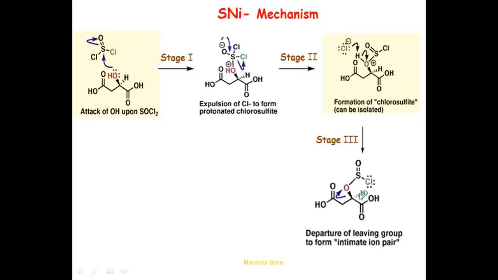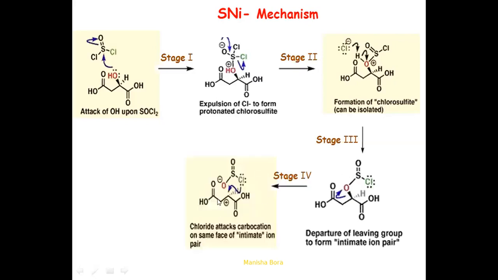After formation of this chlorosulfite ester, the OH, which was a bad leaving group, is converted into a good leaving group. Now this can depart from the substrate and you get an intimate ion pair formation, where your positively charged substrate, that is a carbocation, is formed, and this O-associated species remains in the vicinity. It is not completely bonded, it is not completely detached, they are very close to each other, and now a Cl is going to attack this particular carbocation.